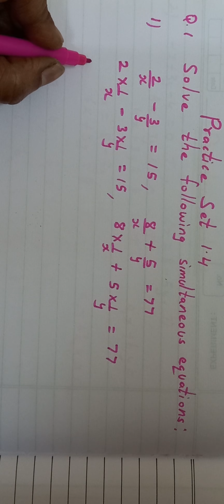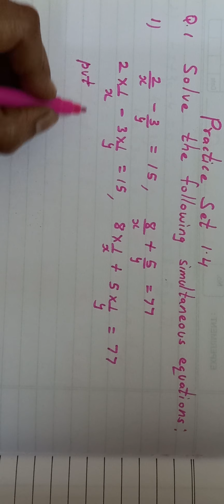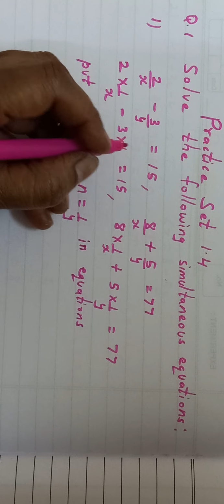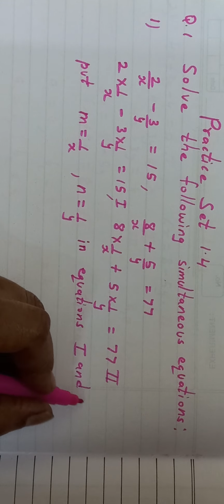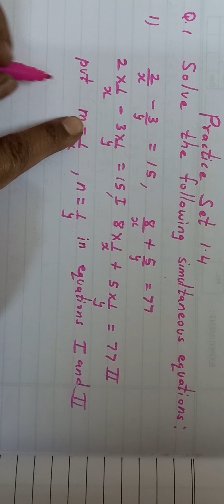So now what we will do, substitute, or we can write, put m is equal to 1 by x and n is equal to 1 by y in the given equations. I'll just put here 1 and this as 2. In equations 1 and 2, so we will get, now 1 by x means m I'll put.